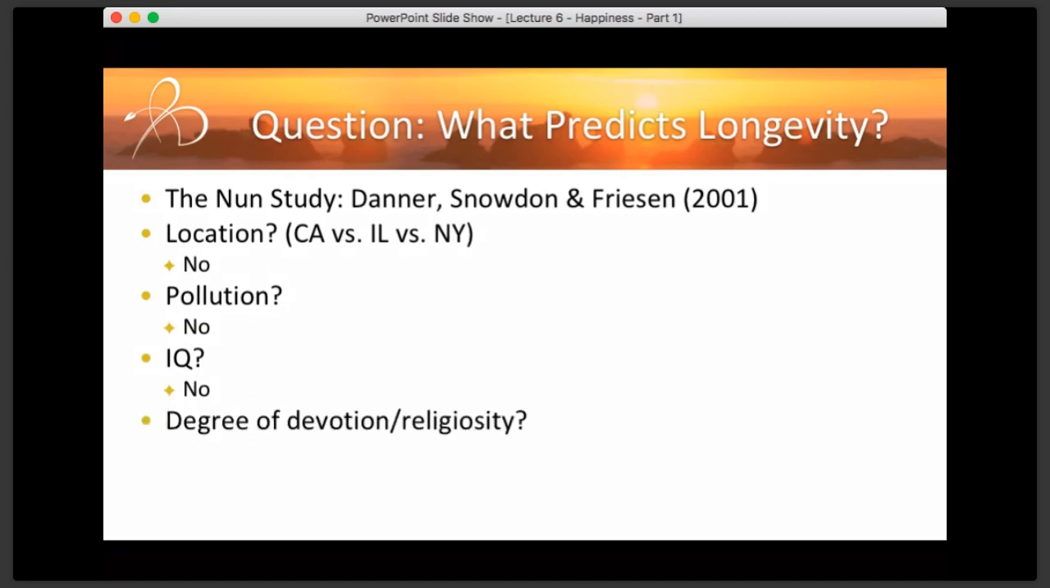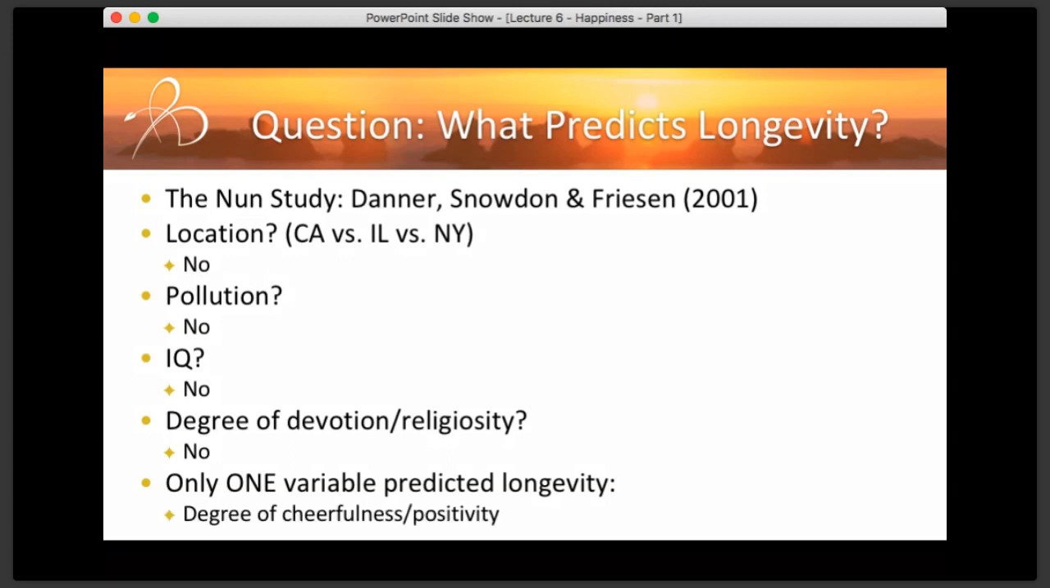What about degree of devotion or religiosity, which, if you think about it, would make a lot of sense, because those who were the least devoted or religious would probably, one might imagine, be experiencing some kind of chronic conflict between their lives and their inner worlds, right? There they were, nuns, and not feeling that devoted to it. Would that take some years off their life? No, it didn't. These researchers studied every variable in the data set, and only one variable among all of them predicted longevity, and that was happiness.